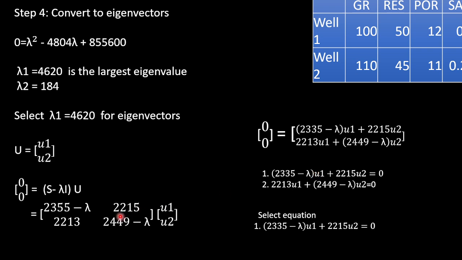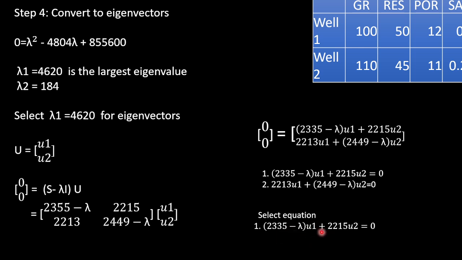So this is the value plus 2215 into U2 is equal to your zeroth vector, which is equal to 0. In the same way, 2213 into U1 and 2449 minus lambda into U2. So this is the value you will be getting 0. Out of these two values, you can select any one, either first one or second one. For time being, let us select the first value. So select the equation which is your first value.